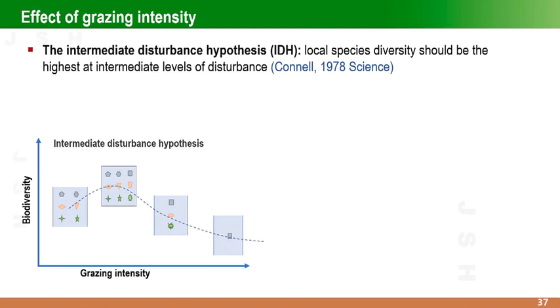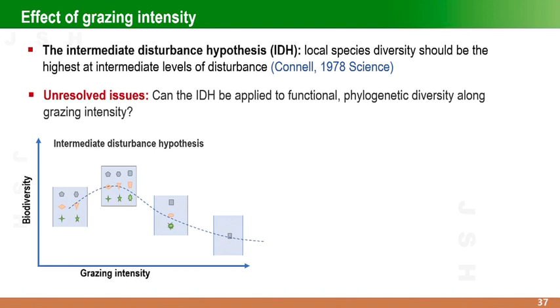For grazing, classically there are several theories or hypotheses. There is the intermediate disturbance hypothesis. It states that local species diversity should be the highest at intermediate levels of disturbance. Just from the figures, the intermediate grazing intensity will increase this diversity.